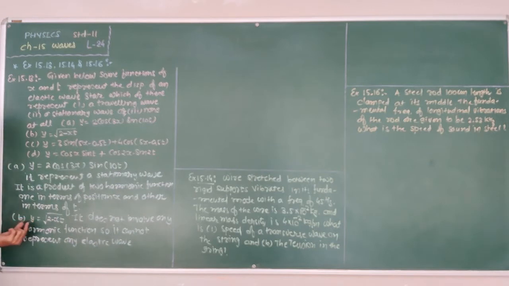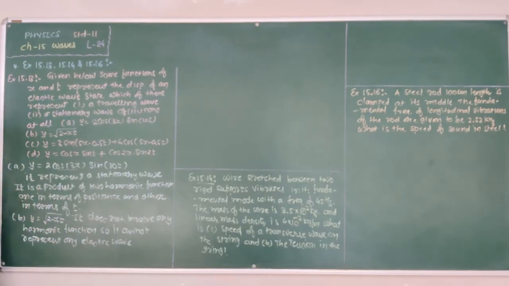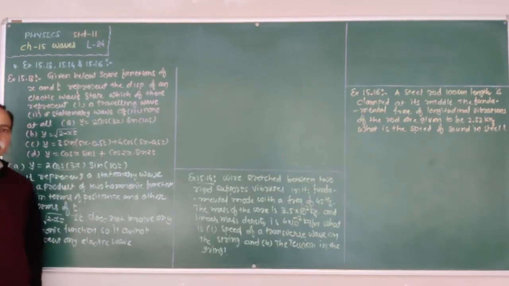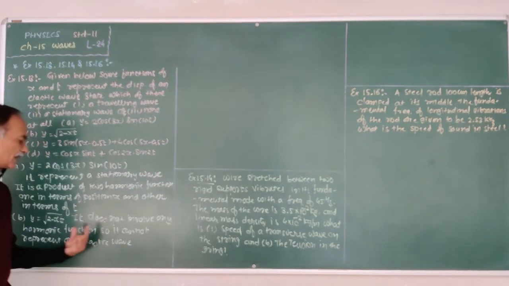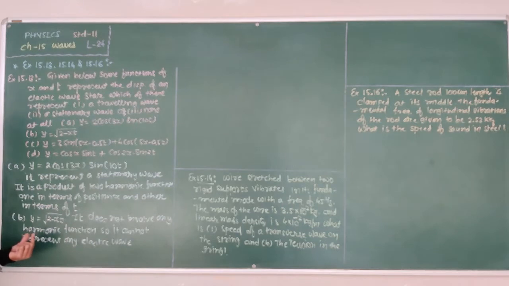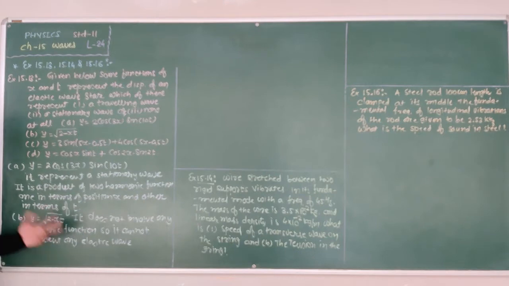Now in this equation of the displacement, y is equal to under root of 2 minus xt, the sine or the cosine term is not present. Therefore, the displacement of a particle at position x and time t is not varying harmonically with time. Therefore, it does not represent any harmonic wave. So it does not involve any harmonic function, and it cannot represent any elastic wave.